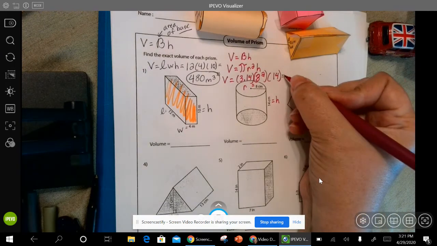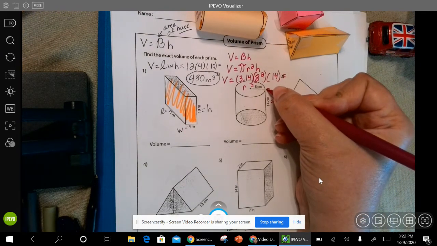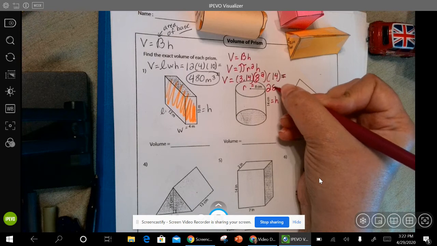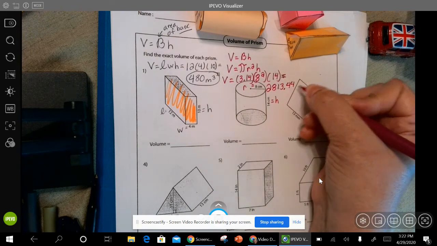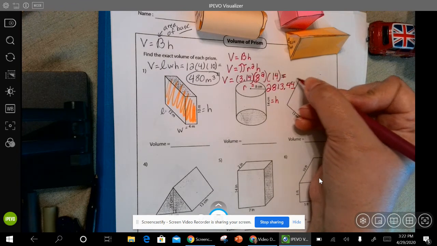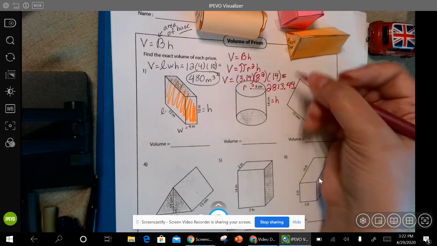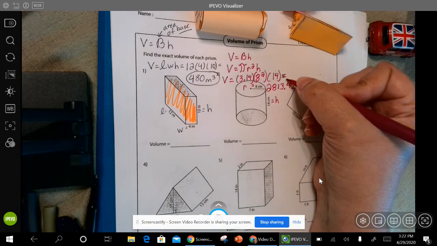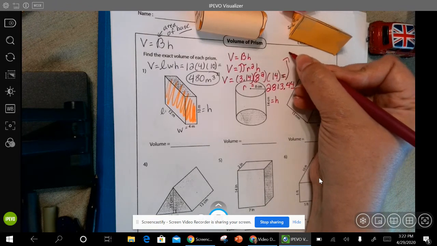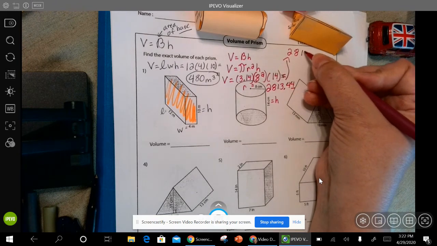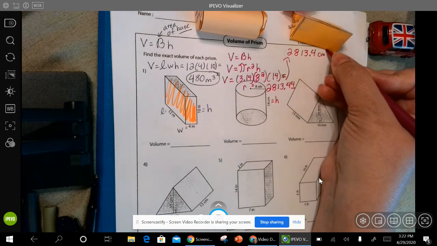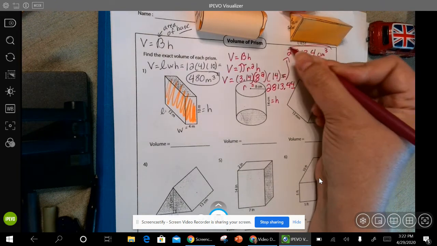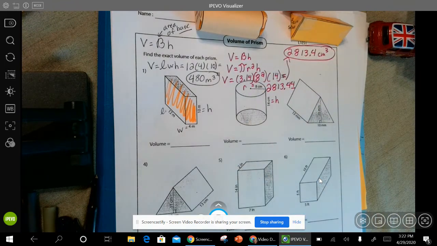And so then we're going to get, so I got 2,813.44. Remember, 5 and up rounds up, so that means that it's going to stay the same, everybody. So it's going to stay as 2,813.4 centimeters cubed. Okay, so that's for this one.